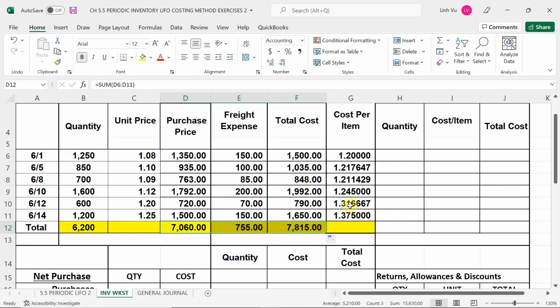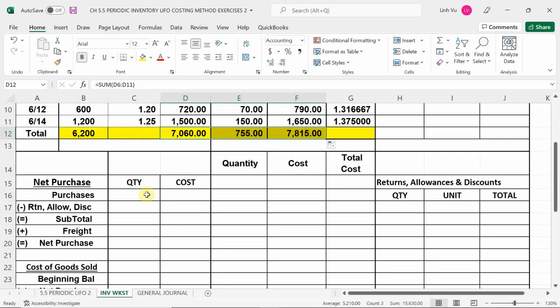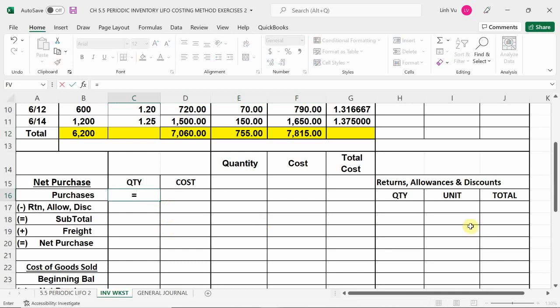That gives you a grand total cost of $7,815. Okay. You don't need to add up your sums for your cost per item or your unit price, because these are the only four numbers you need to carry on into your problem here. So then again, our net purchases: how much did I purchase in grand total? 6,200 units at the 7,060. We don't have any returns or allowances, so right now that's going to subtract nothing.